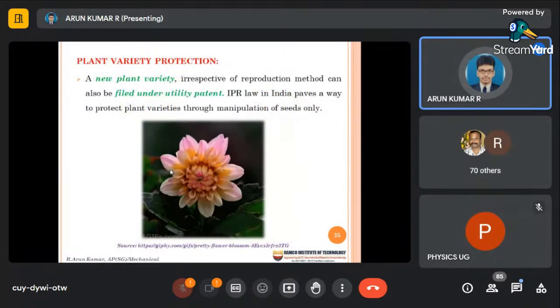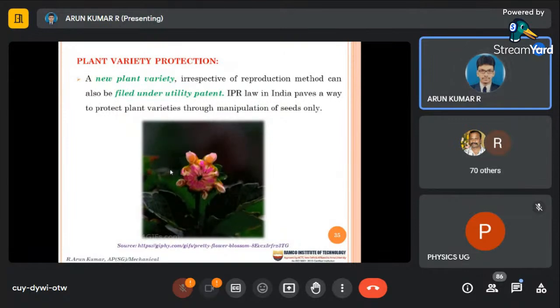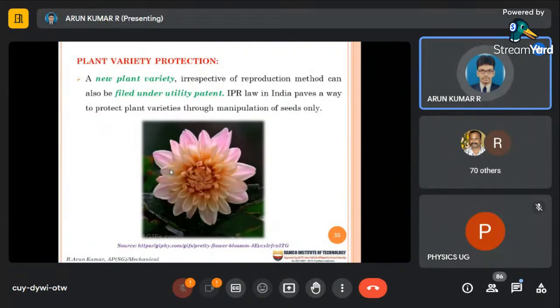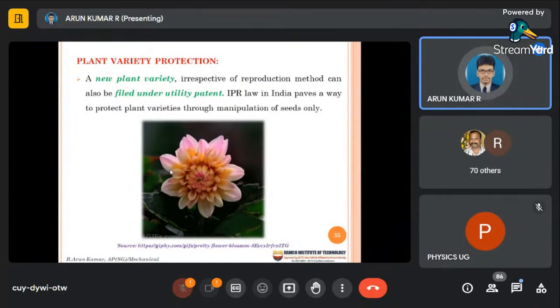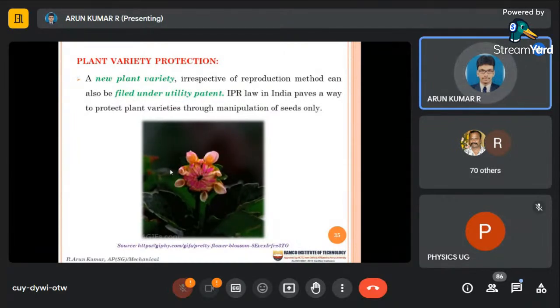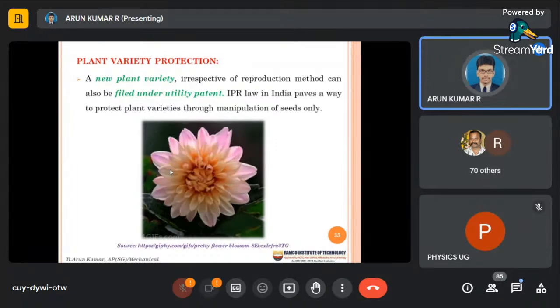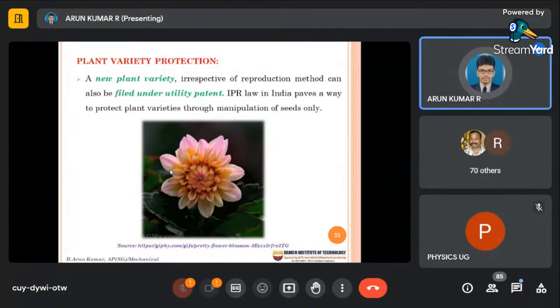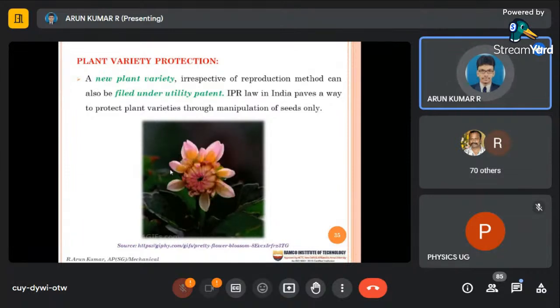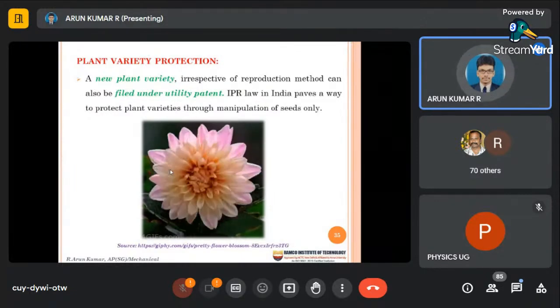Now we'll move on to the next type of IP, which is called plant variety protection. It is also called farmers' right protection. What plant variety and farmers' right protection in India is meant for is any kind of invention related to the plant kingdom; those can be protected under plant variety and farmers' right protection. For example, if I have genetically modified a seed of a plant and introduced a new genetically modified plant, then that can be protected under, I'm sorry, this plant variety and farmers' right protection.